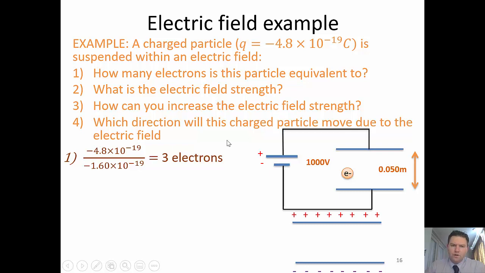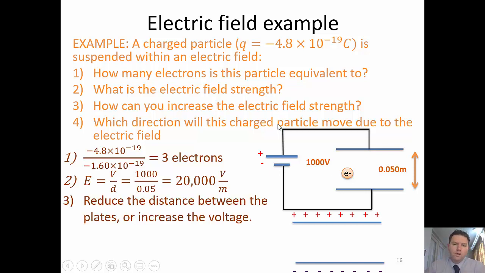What is the electric field strength? That's going to use the equation we just learnt, E equals V divided by d. There's 1,000 volts between these two plates, and there's a distance of 0.05 meters. And so we get 20,000 volts per meter. How can you increase electric field strength? Well, there's two ways. You can either bring those plates closer together, or you can increase the voltage.